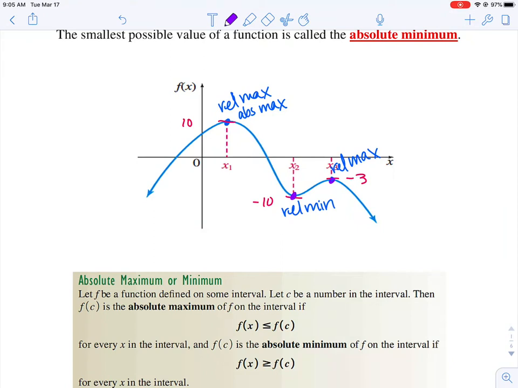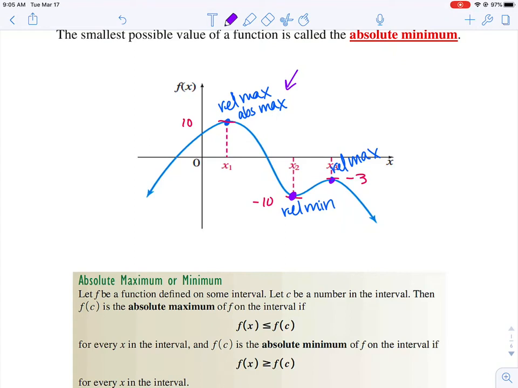But if you take a look back and see which one of those is the highest, x sub 1 is not only a relative maximum, he's also the absolute maximum value on this function. He is the highest value that this function ever hits. So we could call him a relative maximum, but more specifically, we can also call him an absolute maximum.